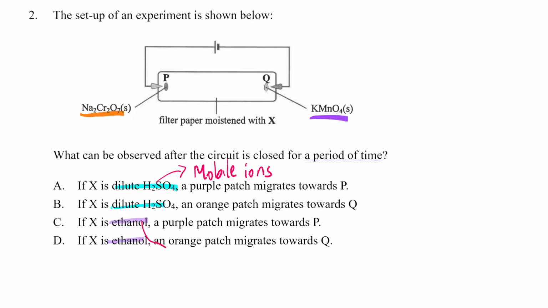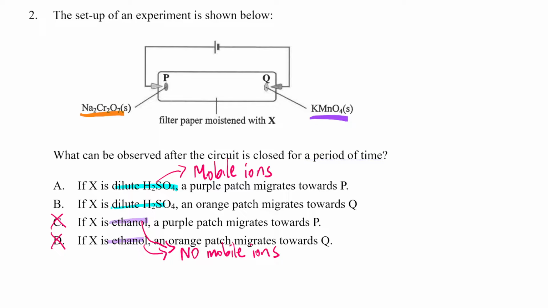Ethanol is an organic compound. You'll learn more about this in Book 3 and Book 3b. It does not have any mobile ions. There are no mobile ions here. So if it has no mobile ions, do you think the circuit would work? Of course not, it won't work. So actually, you can already rule out C and D. Now, A and B, we have now solved the problem of the filter paper. What X is, we know it's dilute sulfuric acid. Now let's look at what we can do.